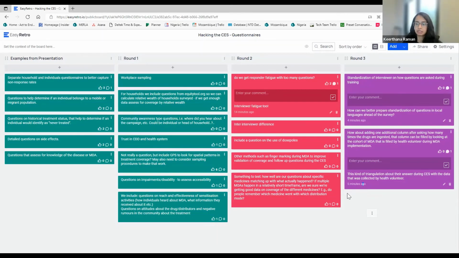How do we strike a balance with the number of questions asked within households? We had some great ideas about including questions on the use of dose poles, including questions about disabilities, including questions more about social mobilization and sensitization activities. Joyce, do you have anything to add from our group?